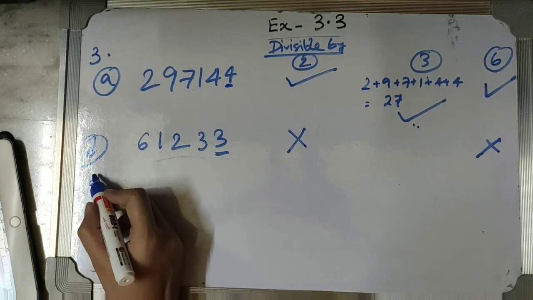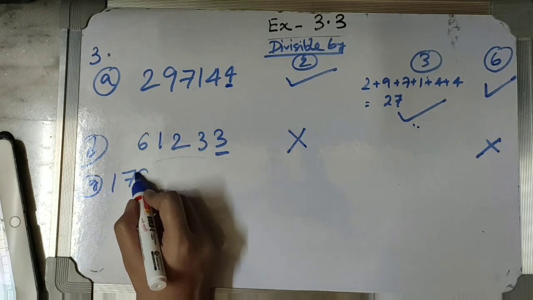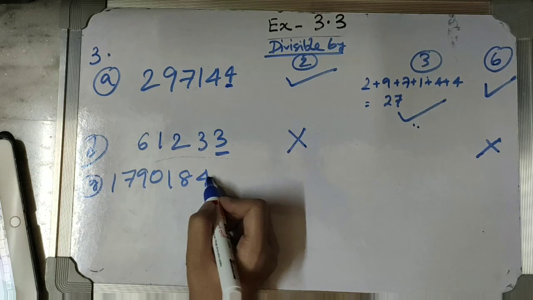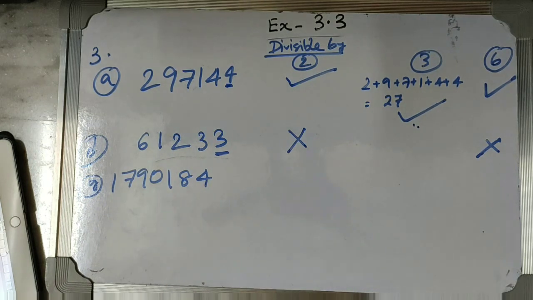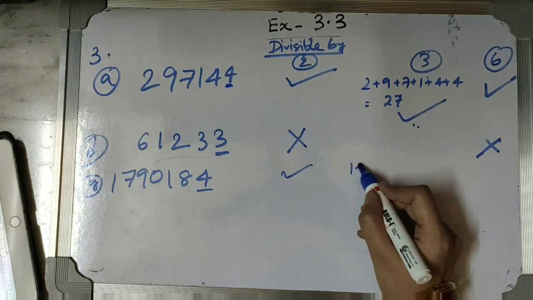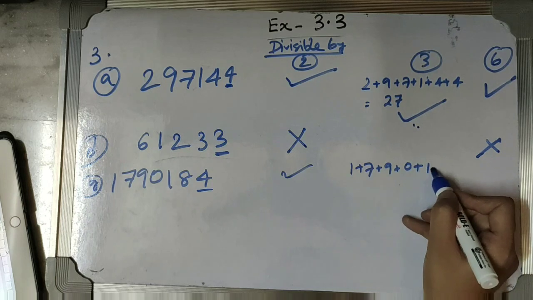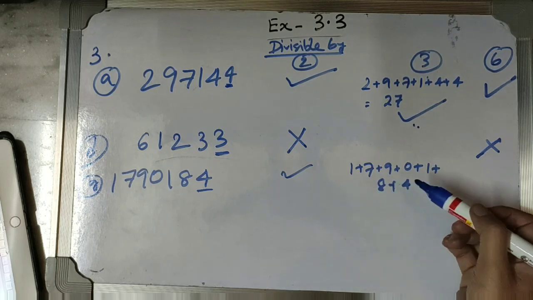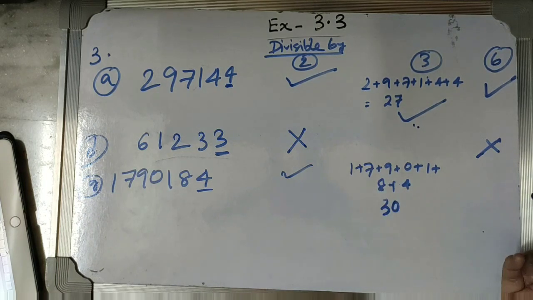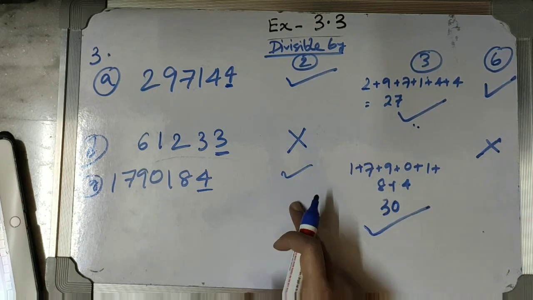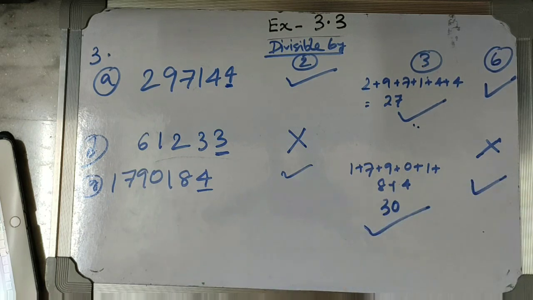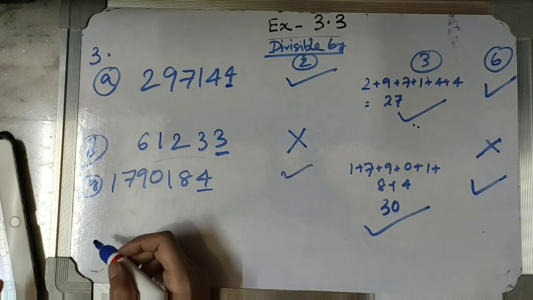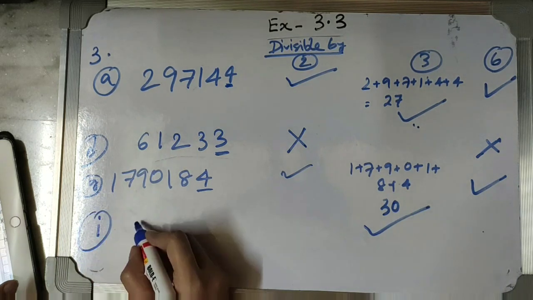Now I will do question number G: 1790184. This is an even number, so it is divisible by 2, and for checking the divisibility by 3, we will add all the digits of the number. We are getting a number in 3's table, so the number is divisible by 3, and both 2 and 3 can divide this number, so this number will also be divisible by 6.